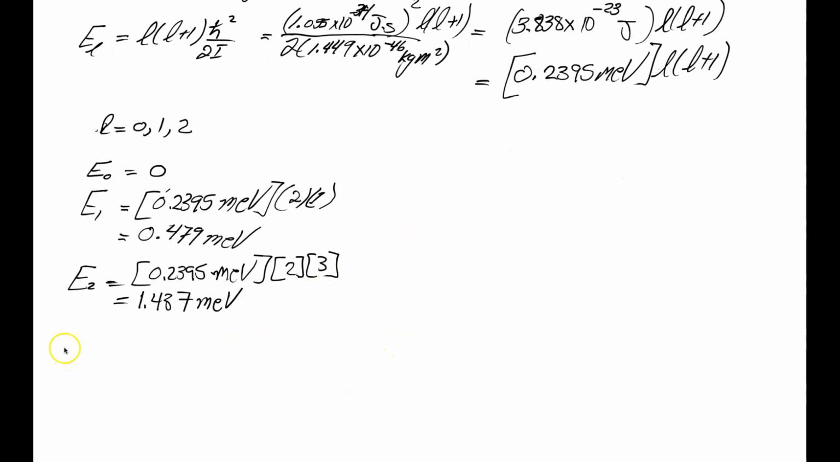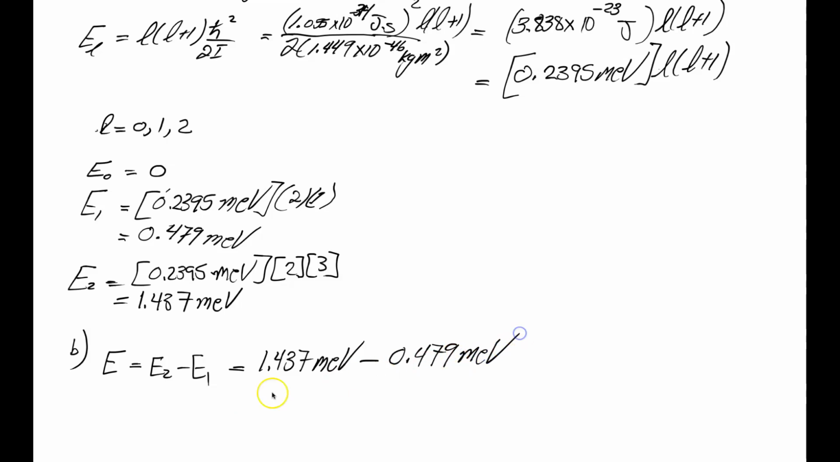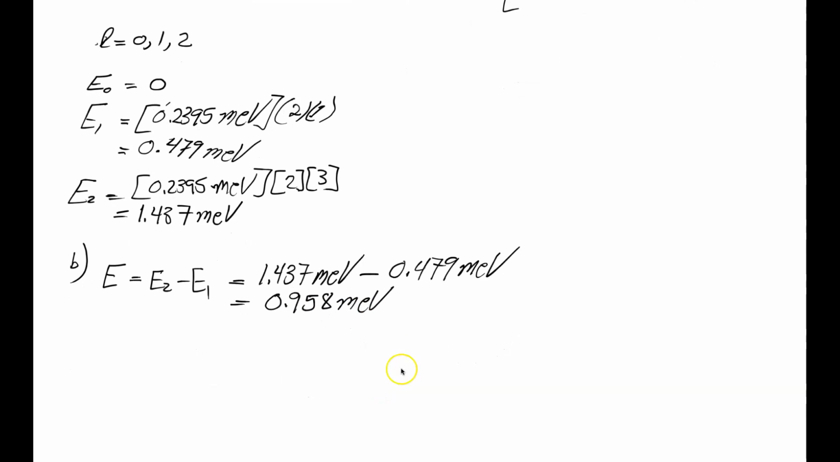And for part B, we can say that the photon energy and wavelength are given by the energy difference between the two energy levels, which would be E2, which is 1.437 milli-electron volt, minus E1, which is 0.479 milli-electron volt, or 0.958 milli-electron volt.